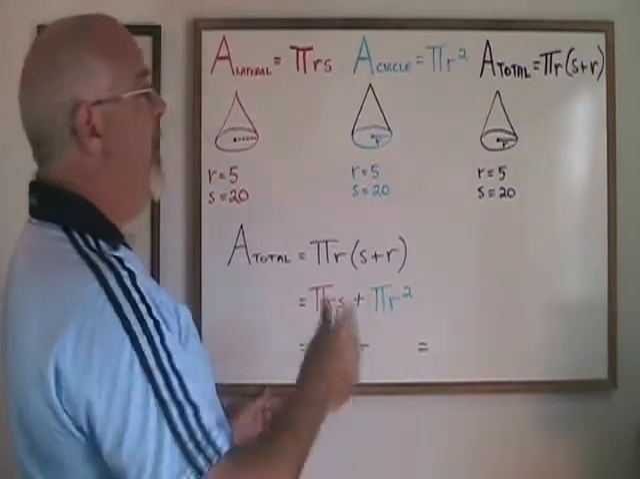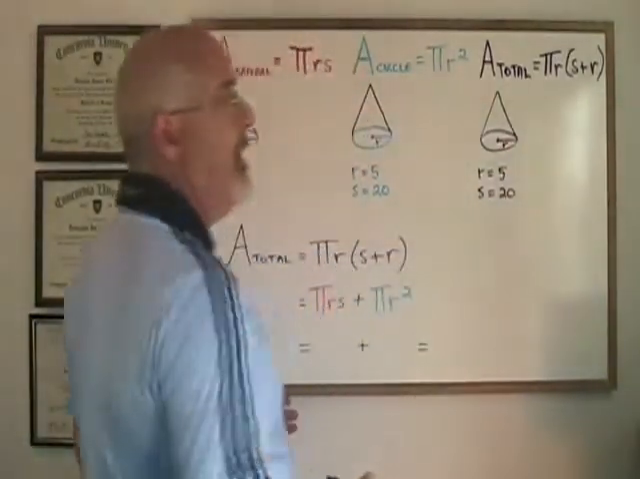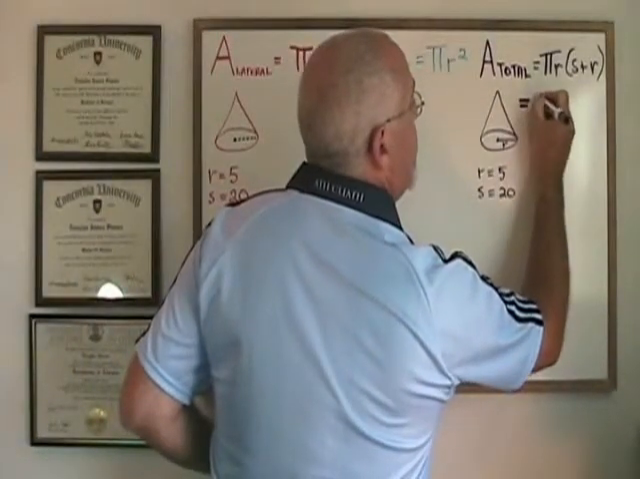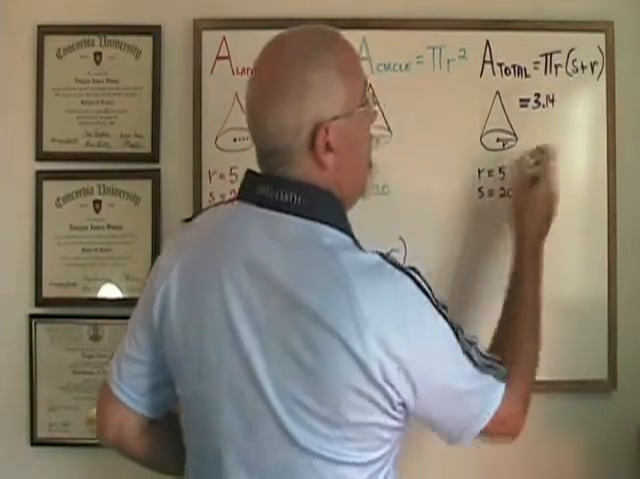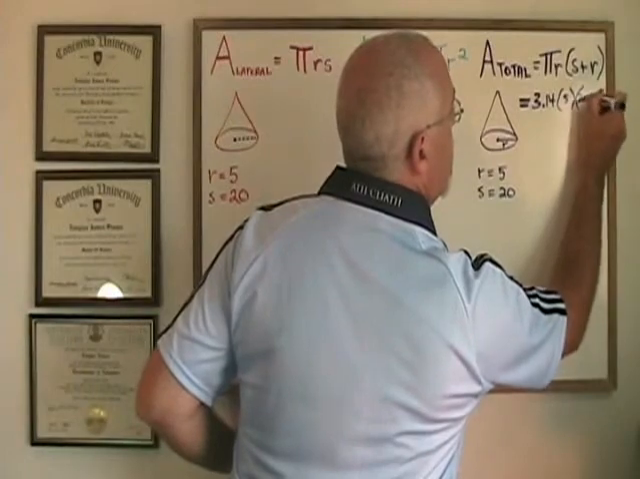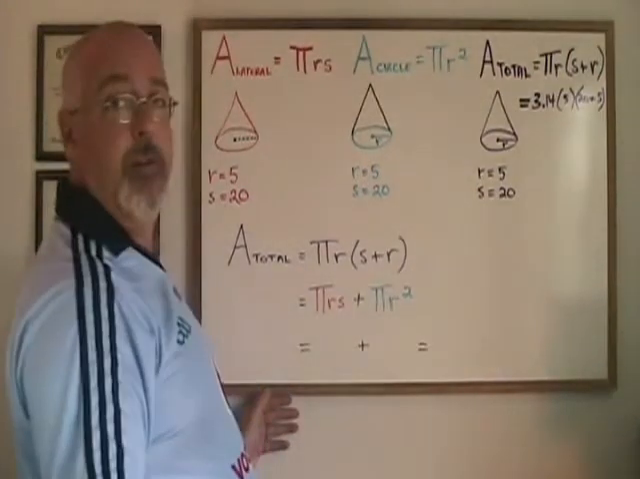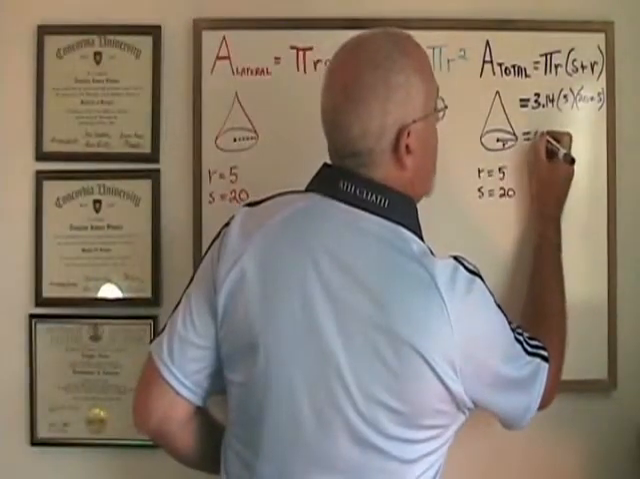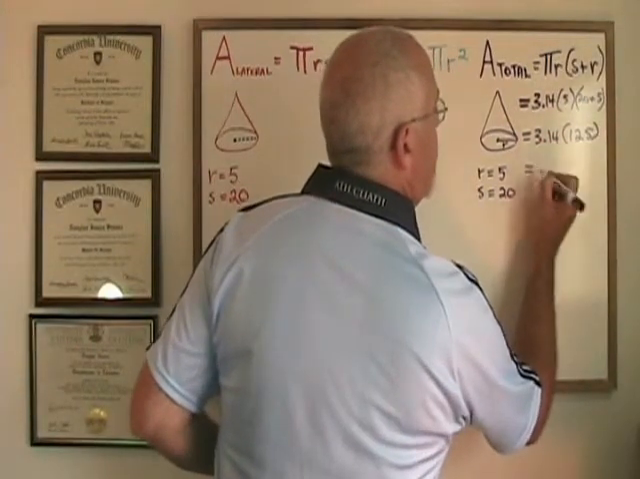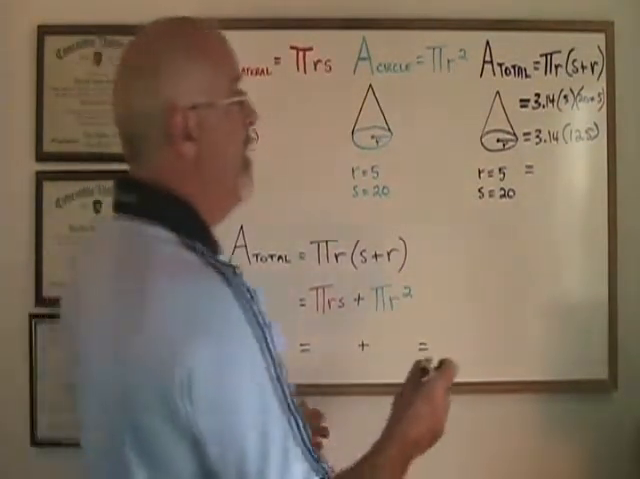In this example, the radius is 5 and the slant height is 20. So when I plug these numbers into this formula and use 3.14 as my approximation of pi, I get this. Pi is 3.14, r is 5, and s plus r is 20 plus 5. Of course, 20 plus 5 is 25, and 5 times 25 is 125. So we are finding the answer of 3.14 times 125. The answer to 3.14 times 125 is 392.5.